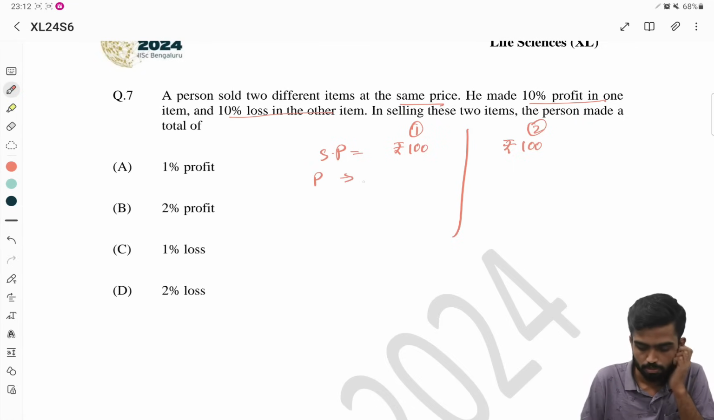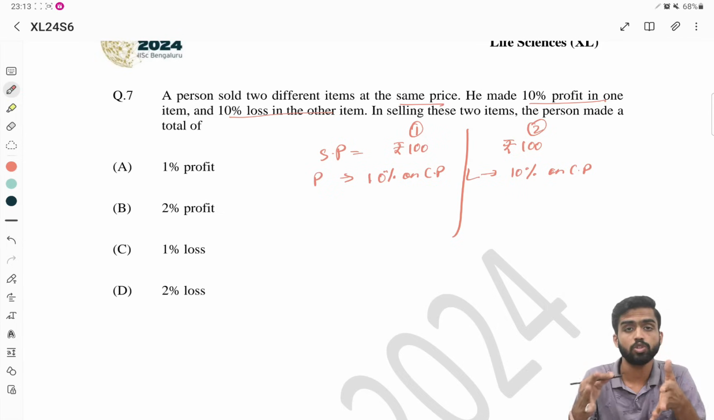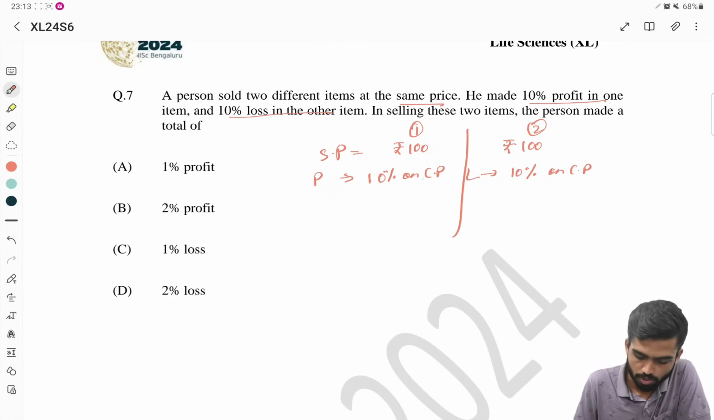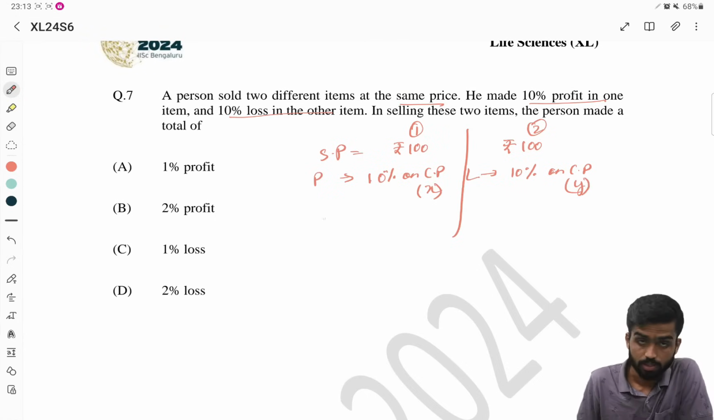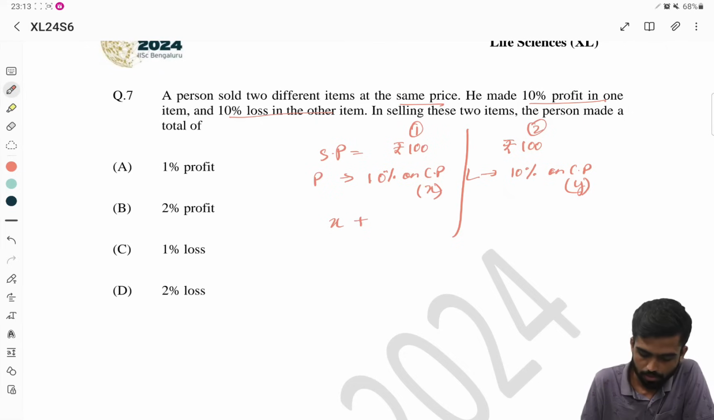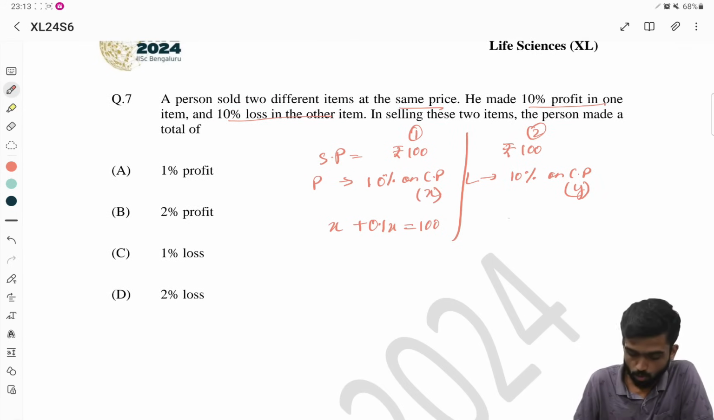Now we know from the profit and loss statement that in the first item he has made a 10% profit on the cost price, and in the second item he made a loss of 10% on the cost price. We do not know the cost price of both of these items, so we'll consider the cost price of the first item as X and the second item as Y. So X plus 10% of X, that is 0.1X, will be equal to the selling price, which is 100 rupees. In this scenario it will be a loss, so Y minus 0.1Y is equal to 100.